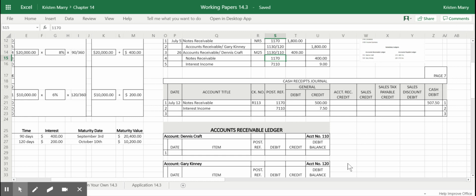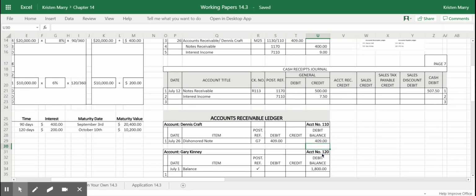Now we're ready to record these on their individual ledgers. So the transaction affecting Dennis Kraft was for his dishonored note. So that was on July 26th. Our item description is going to be dishonored note. And then our post reference is that general journal page 7. And he is being debited $409.00. So his debit balance will be $409.